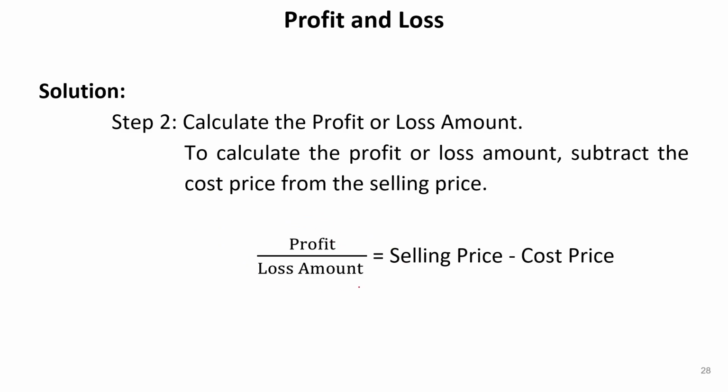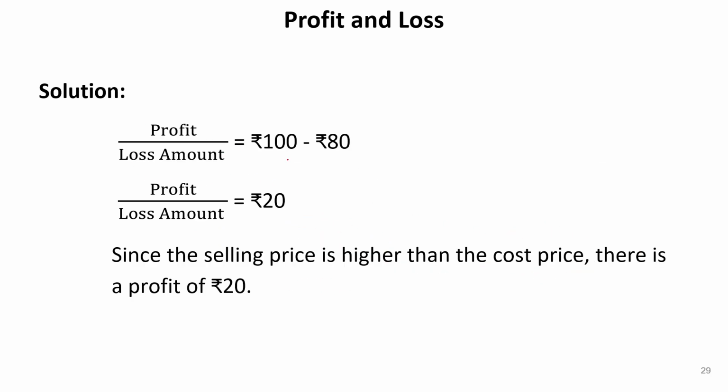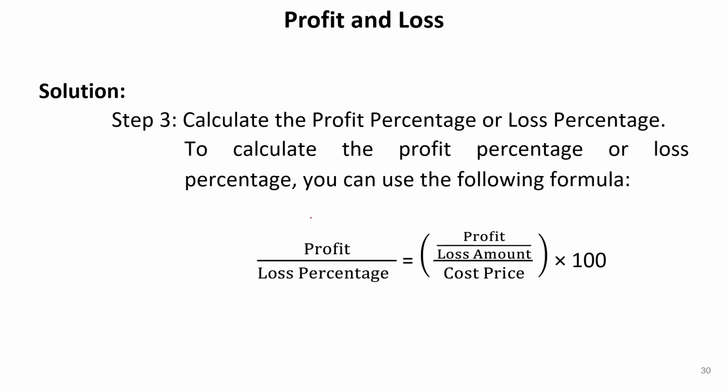So profit or loss amount is equal to selling price minus cost price. Since the selling price is higher than the cost price, there is a profit of 20 rupees. To calculate the profit percentage, profit percentage is equal to what? Profit or loss amount divided by cost price into 100.